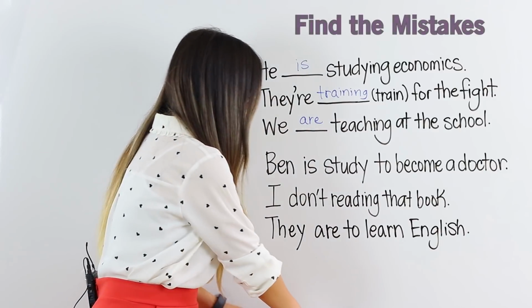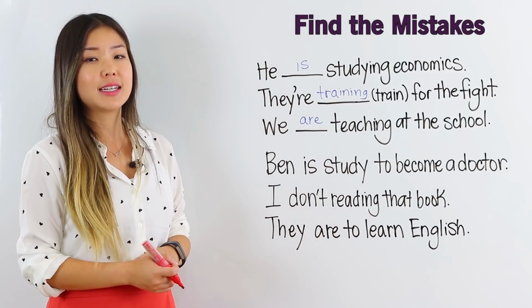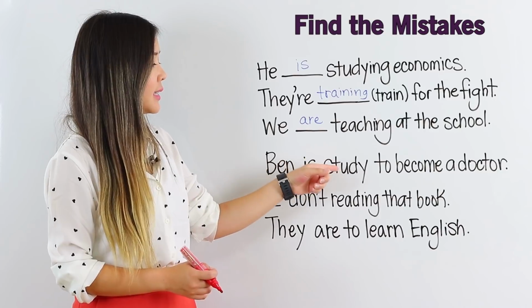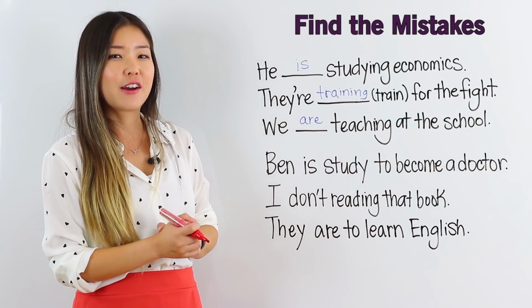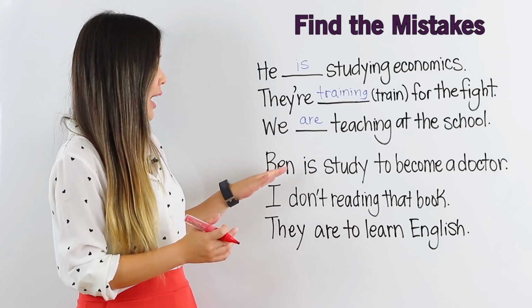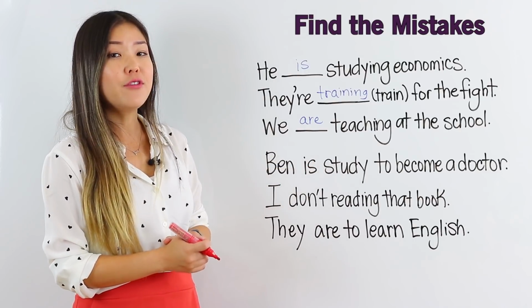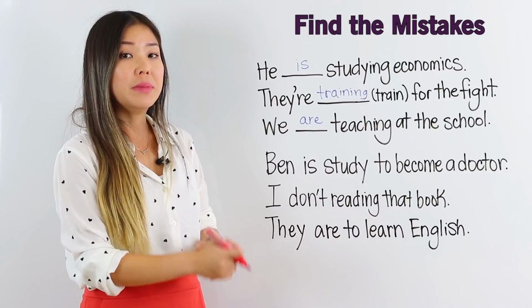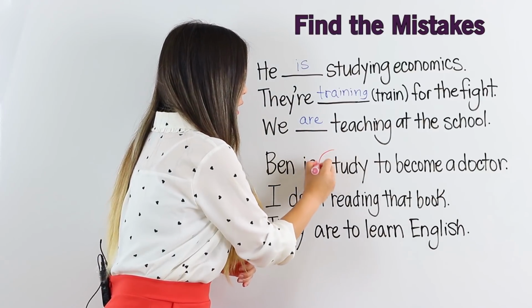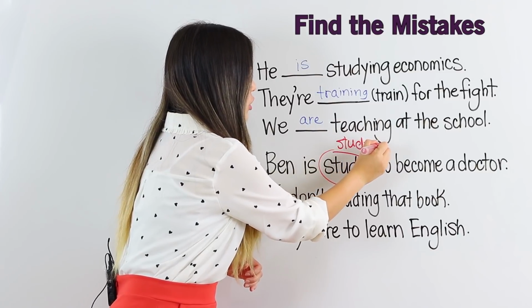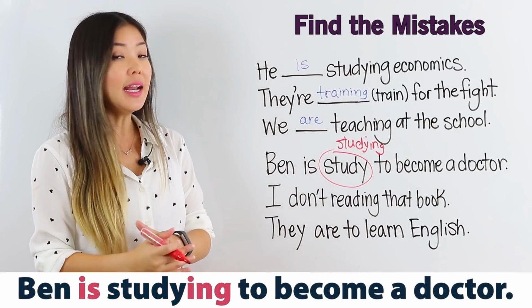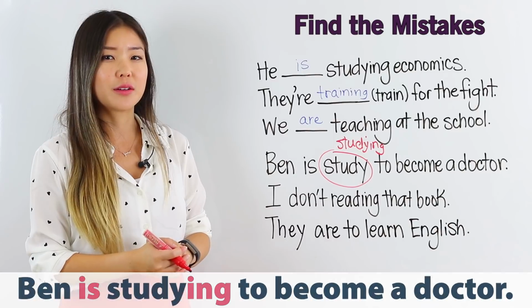Now, let's look for the mistakes in the next sentence. Ben is studying to become a doctor. Can you find the error? Well, we have the subject and we have the proper be verb. What we're missing is the ing at the end of study. The correct answer is Ben is studying to become a doctor.